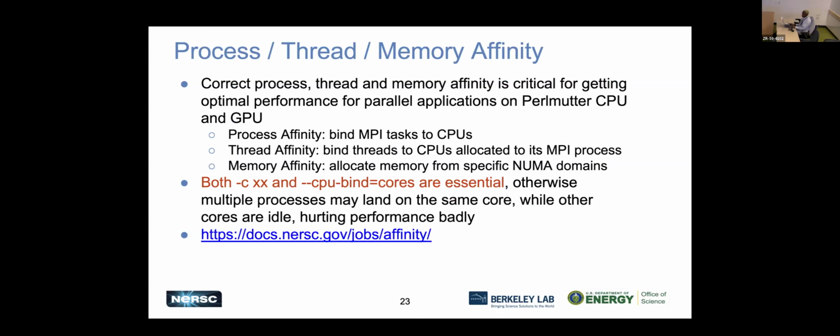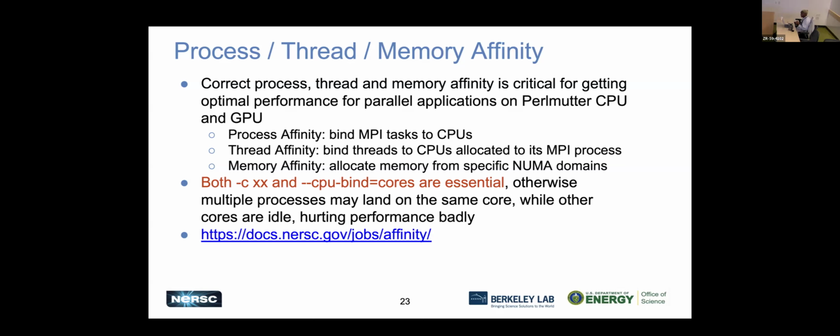It's important to understand the differences between the types of affinity that you can use for submitting your jobs. Process affinity means we're binding an MPI task to specific CPUs. Logically, you cannot have more MPI tasks than you have cores available. Thread affinity binds threads to the CPUs allocated to its MPI processes, so for each MPI process you can have a number of different threads. And then you also have memory affinity, where you can allocate memory from specific NUMA domains, as we discussed.